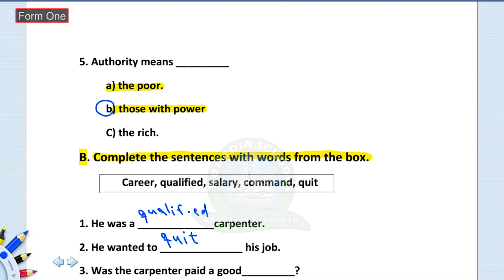The third question was the carpenter paid a good dash. Was the carpenter paid a good dash? Here, the right word is salary.